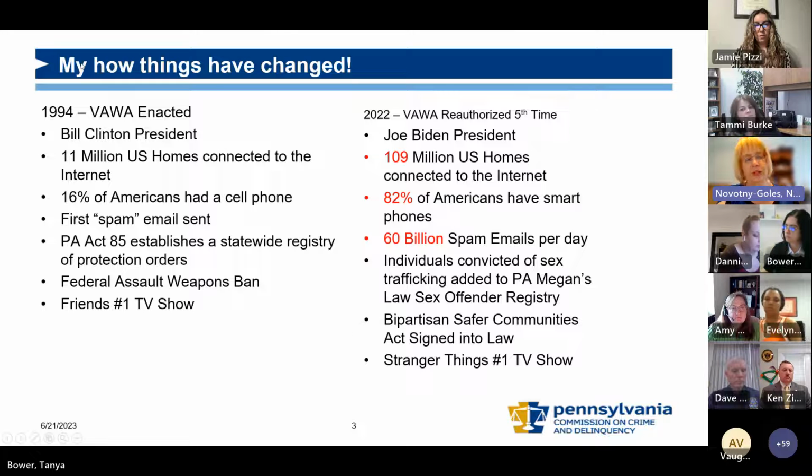Now, when we fast forward to 2022 and 2023, all of us know we're living in a digital world. We've got the internet touching all aspects of our lives. We've gone from 11 million homes connected to the internet to 109 million. Spam fills everybody's inboxes. And as we all know, some of those messages can contain malicious software that's designed to steal sensitive personal and financial information. So that also leads to confidentiality concerns that we've never had before.